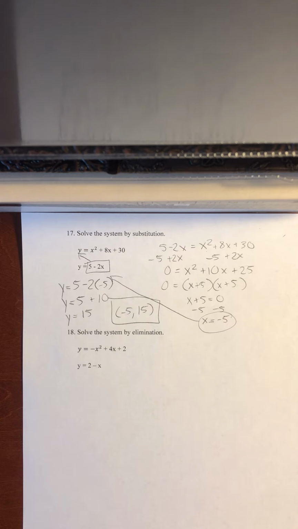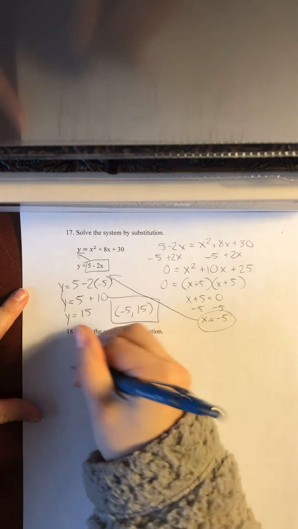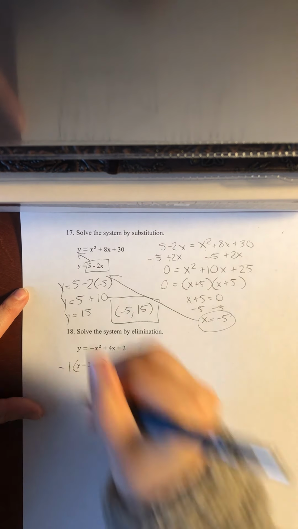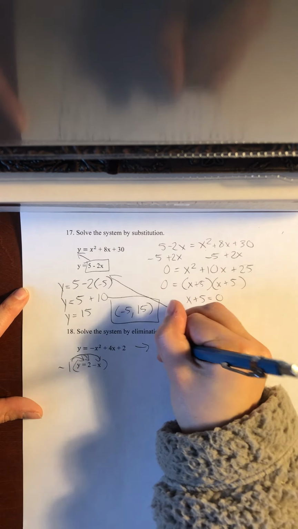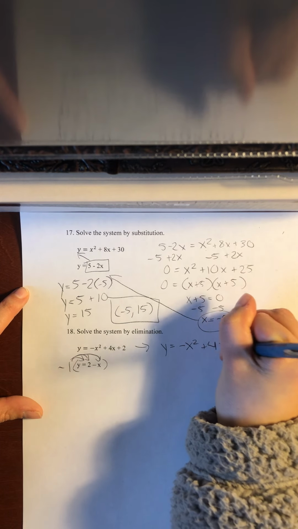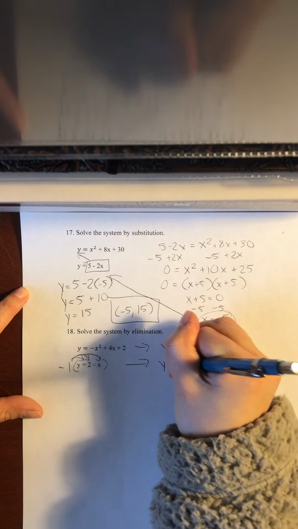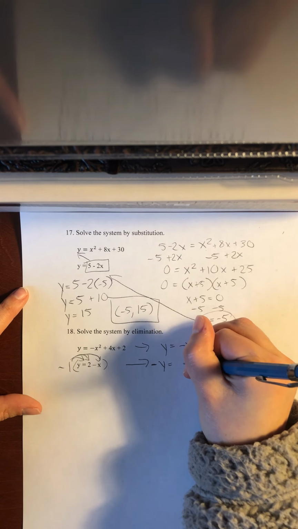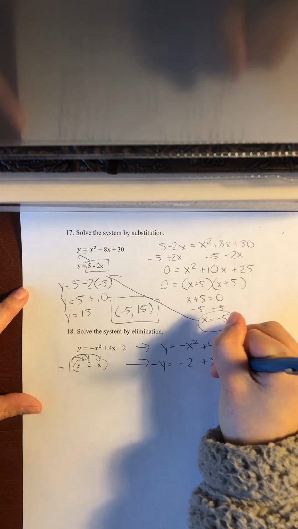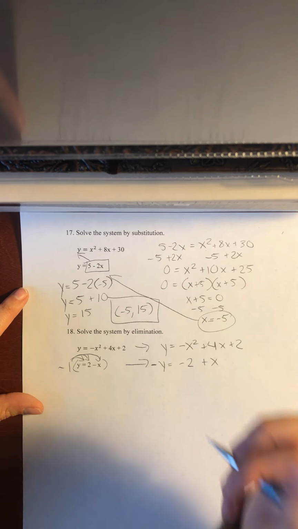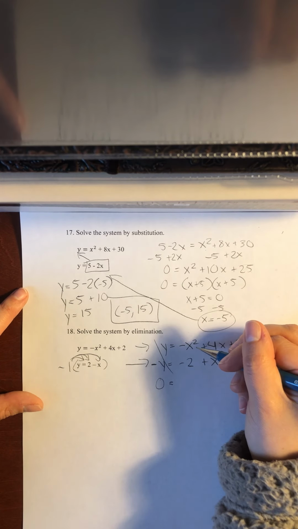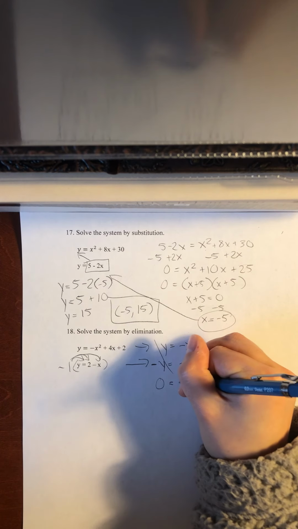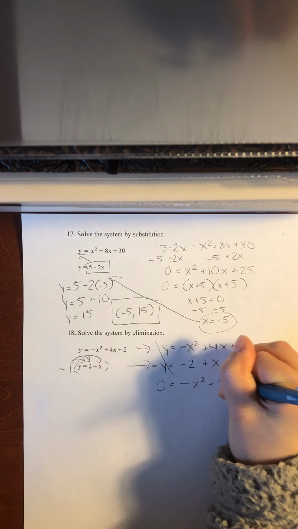Okay, last but not least, we're solving by elimination. When we solve by elimination, we have to cancel out our y variable. I'm going to multiply this equation by negative 1 to do that. Distribute through. So now we have y equals negative x squared plus 4x plus 2. y equals negative 2 plus x. Okay, so now this cancels out. We have 0 equals negative x squared plus 5x.